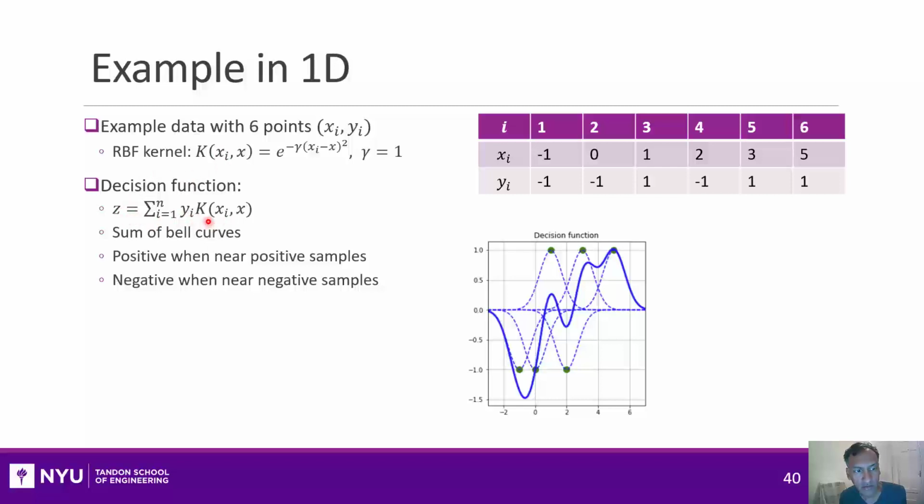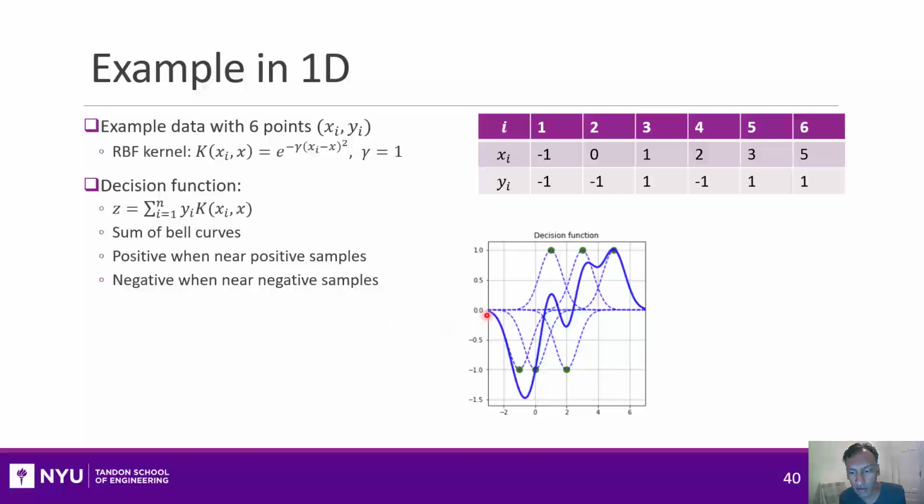Now what is this? This will be a sum of these kernels, but each of these kernels is a bell curve with a peak at xi. So that's what these dotted lines are here. So the green dots are the training samples, the yi's for the training samples, and for each one you get a bell curve with a peak at that training value.